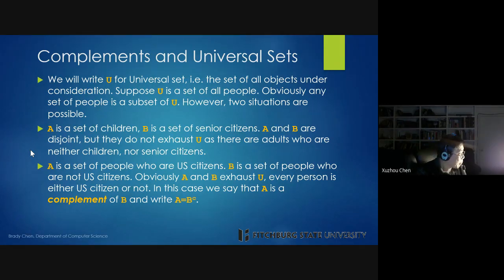Now, in math, when we talk about a set, we basically talk about the elements of a set. Now, there's one particular set, okay?